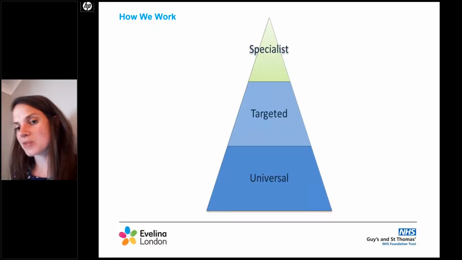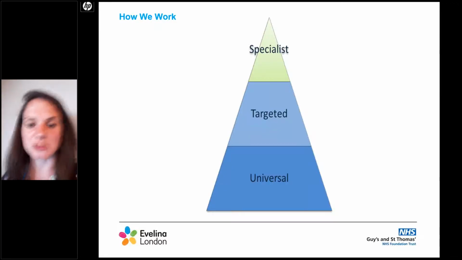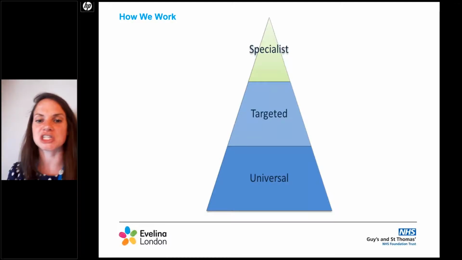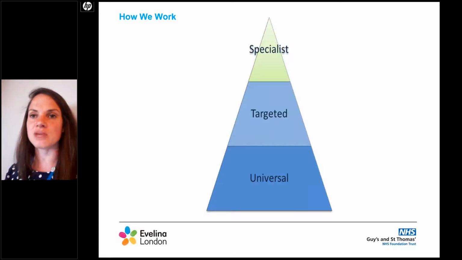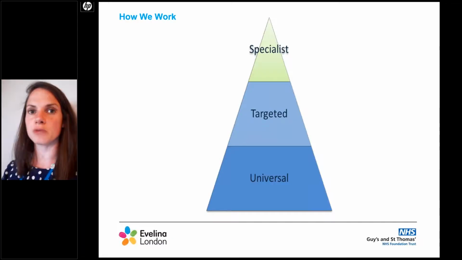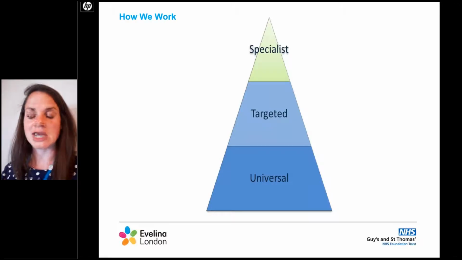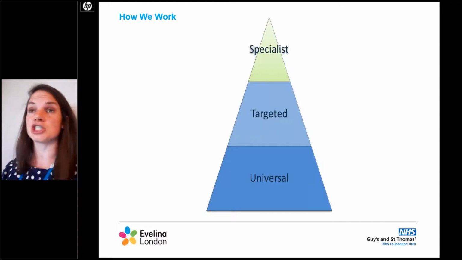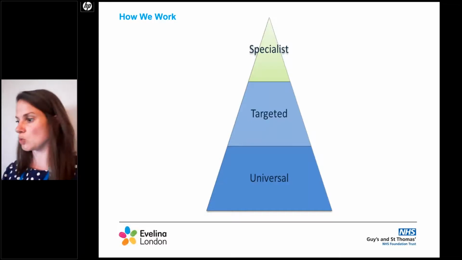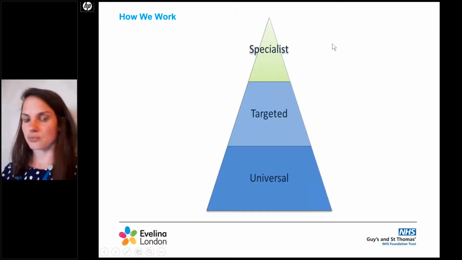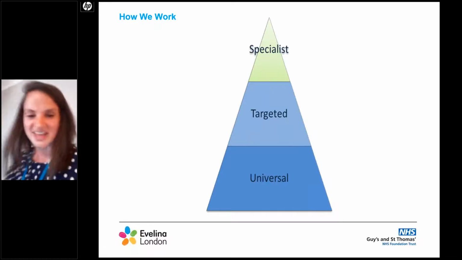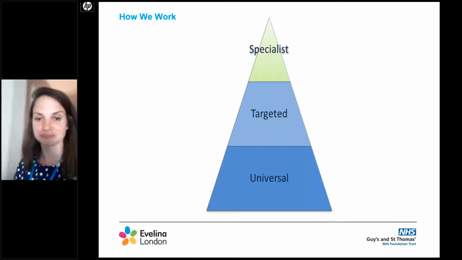So I'm going to just go over again the way in which speech and language therapists work. So we work in this specialist, targeted and universal way. On a universal level, we're trying to give information and advice to the whole population about early language development: what you can expect, what you can be doing to help facilitate early language development, and also provide training to the general public, be that professionals who might come across children so that they know when to refer on to speech and language therapy.